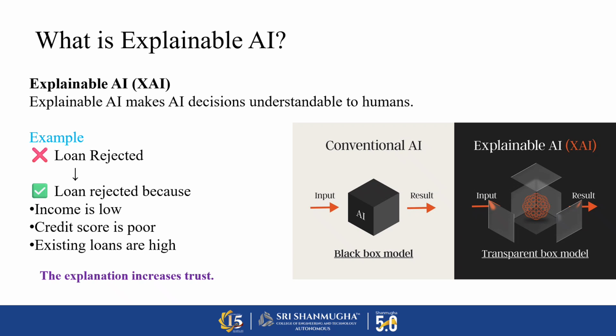Here it says the loan is rejected because of low income, or the credit score is poor, or existing loans are high. So it helps the human understand the reason why the loan was rejected, so that he can carefully apply next time. So it is trustworthy, right? The conventional AI model, we say, is a black box model, whereas explainable AI is a transparent model, because we know the exact reason why our loan is rejected, or why the machine makes its predictions.